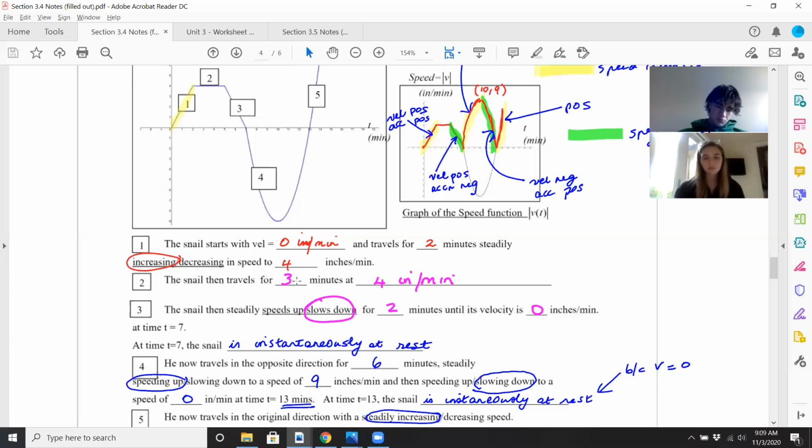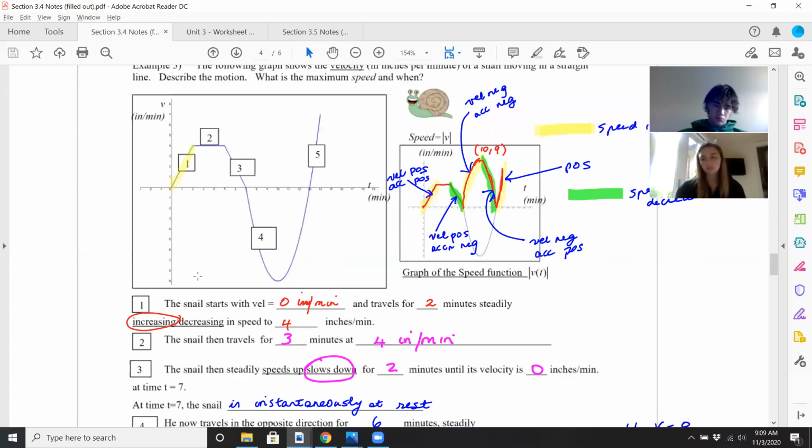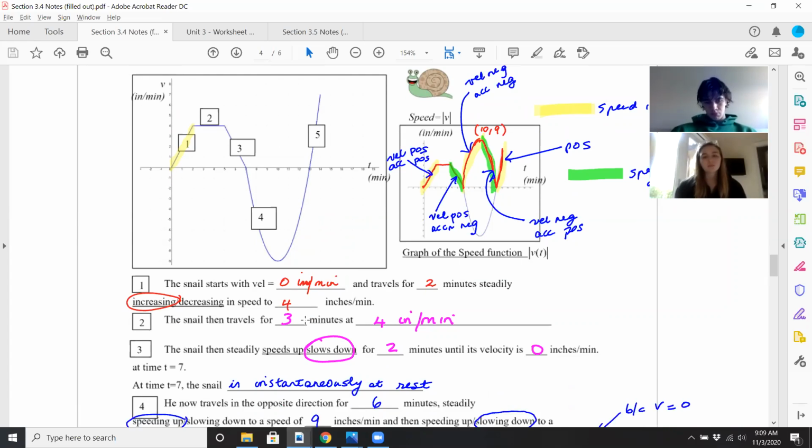Now, just these questions here, like all the different paths. For the first path, it started at 0 inches per minute and traveled steadily for 2 minutes and increased the speed up to 4 inches per minute. Then it traveled for 3 minutes at constant speed or velocity of 4 inches per minute. What this means is that the acceleration was 0 for interval 2, because we're not changing any velocity. Remember, acceleration is a change in velocity.